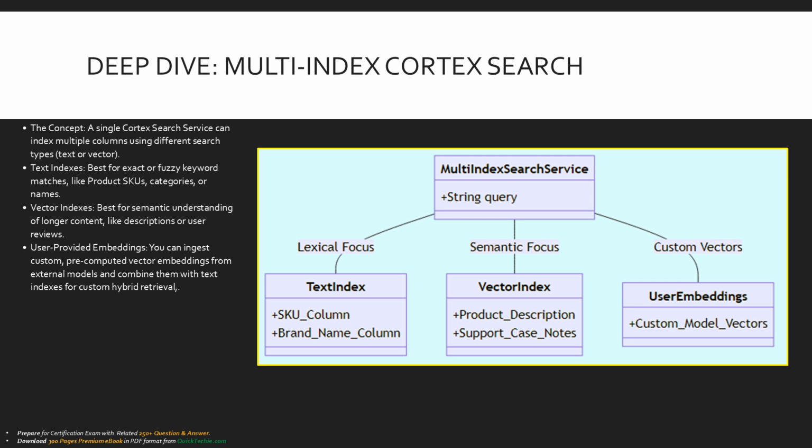This class diagram maps out the versatility of a multi-index search service. The core service object aggregates multiple indexing strategies. It utilizes text indexes strictly for fields requiring a lexical focus, like SKUs or brand names. It simultaneously leverages vector indexes for fields demanding semantic focus, like descriptions. It can even incorporate user embeddings for custom vectors brought in from outside models. When a user submits a query, the engine intelligently interrogates all these linked indexes simultaneously to synthesize the perfect response.